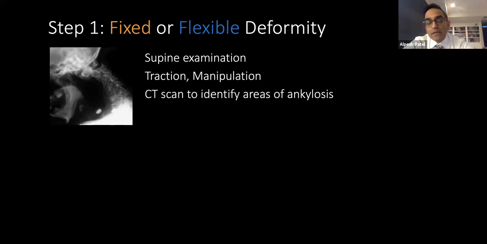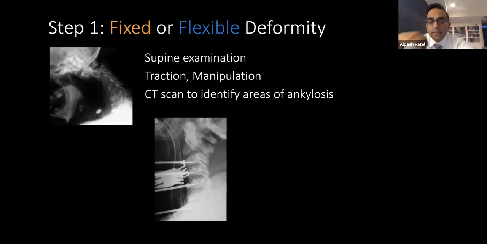In the hospital setting, you can do traction. You can put some folks into traction and see how much they straighten out. I mentioned manipulation earlier, the idea of manual correction externally. Then you can look at CTs as well to look for areas of ankylosis. And in somebody who's flexible, they don't have ankylosis.